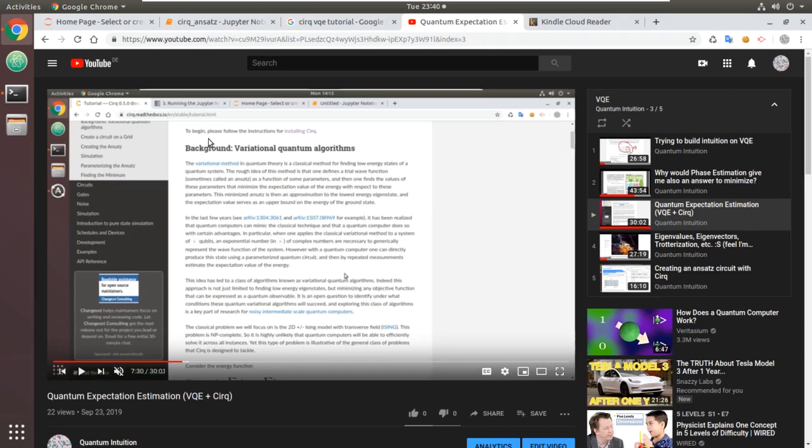I was going through a Cirq tutorial that helps you implement variational quantum algorithms, and there's a VQE example. It describes a class of algorithms known as variational quantum algorithms. Indeed, this approach is not just limited to finding low energy eigenstates, but to minimizing any objective. Exactly.